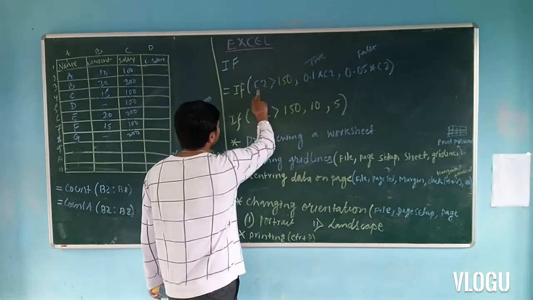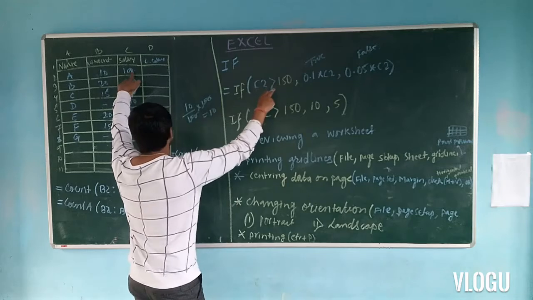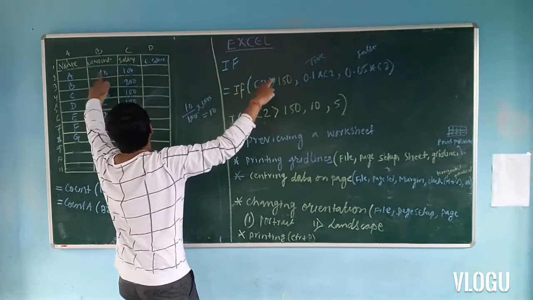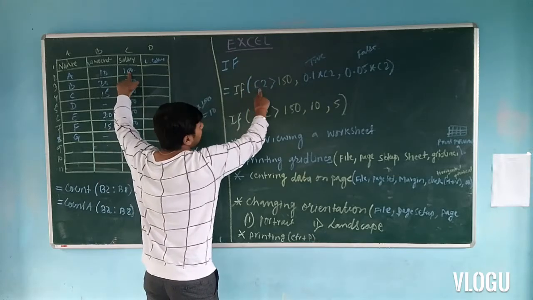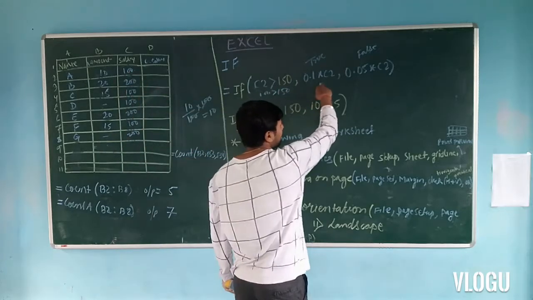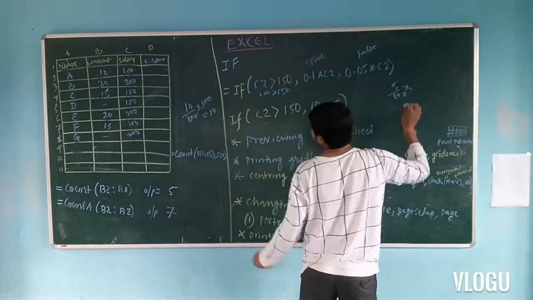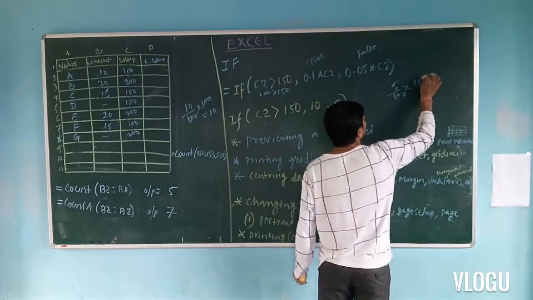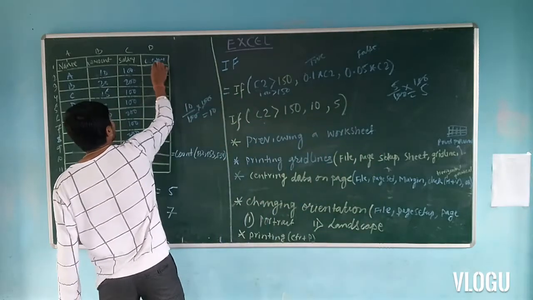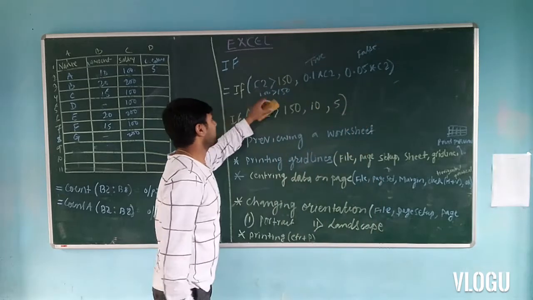Now see, if C2 is greater than 150, what is the address of C2? It is A, which is 100. So it's false, no? 100 is not greater than 150, so this will not execute. The false part will execute. 5% of the salary of A, which is 100. So how much are we getting? 5. So it will write 5 here. This is the way to use an IF function.